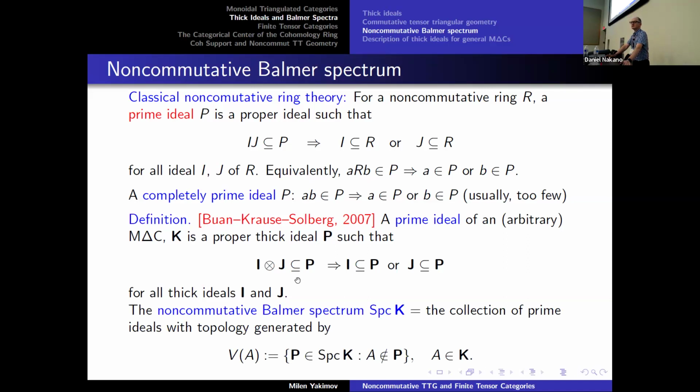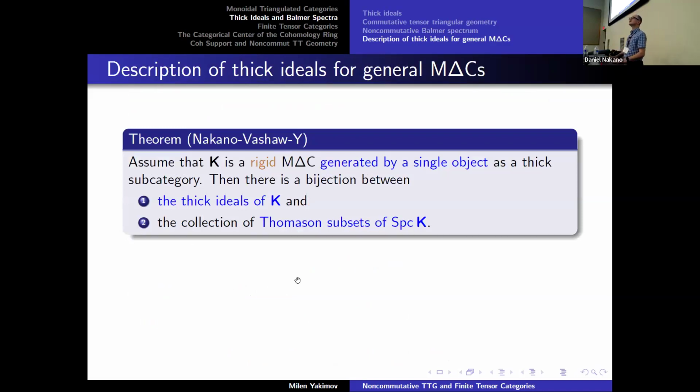So at this stage, we have a really nice object that we hope is doing something. At the same time, we are thinking, wait a minute, was it really worth jumping in and generalizing everything from ring theory to categories? Is it really going to work? So the first theorem that I want to show is that actually it works. So if K is a rigid monoidal triangulated category, we assume that it's generated by a single object as a thick subcategory.